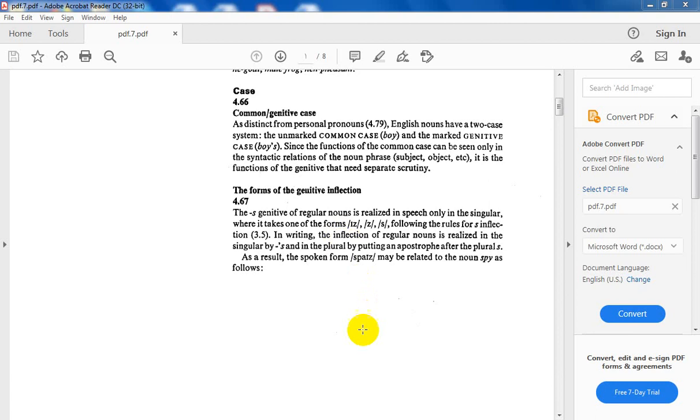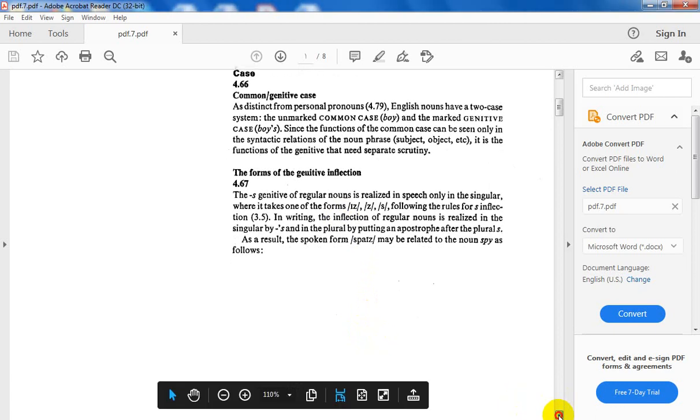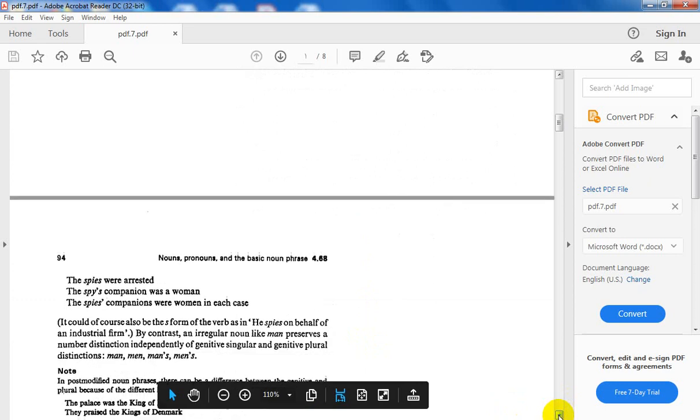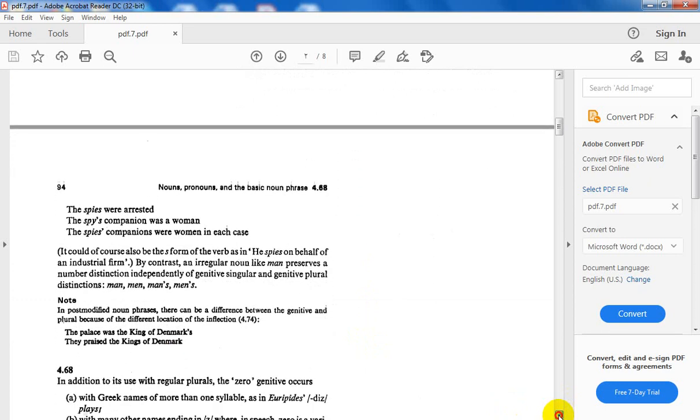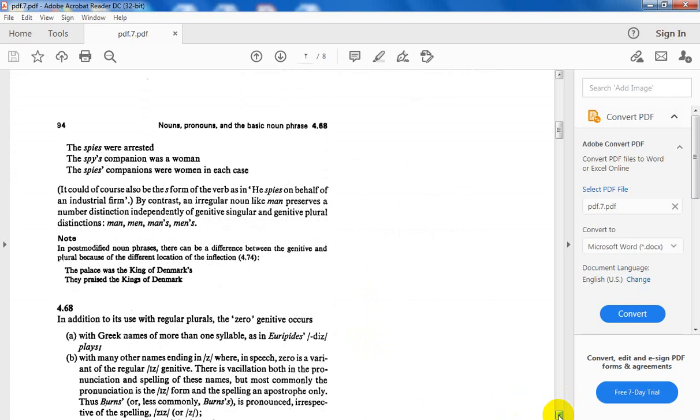See? Let us see these variations. They are not that important, but let us deal with them. The spies were arrested. The spy's companion was a woman. The spies' companions were women. In each case, if you look at the pronunciation of spies, it is the same pronunciation, but the form of the noun is different.